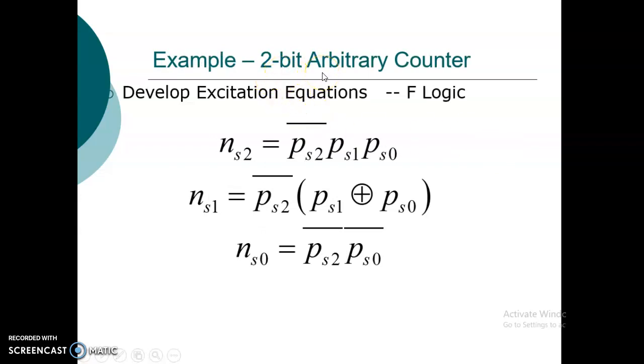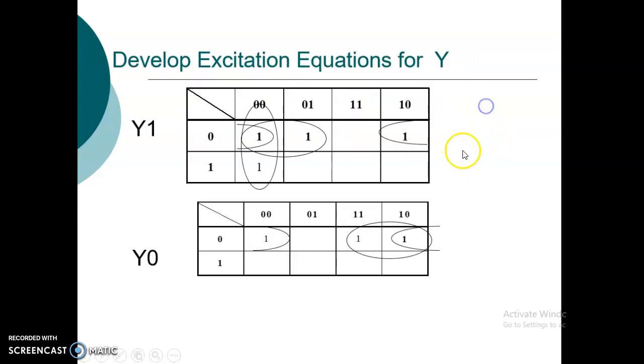Then 3-bit arbitrary counter, develop excitation equations, F logic. Here NS2, or NS2 next state 2, PS2, PS1, PS0, PS2 is PS2 dash, and then here also NS1 PS2 dash of PS1 PS0, and then NS0 equal to PS2 PS0.